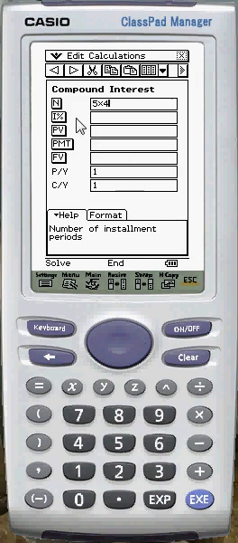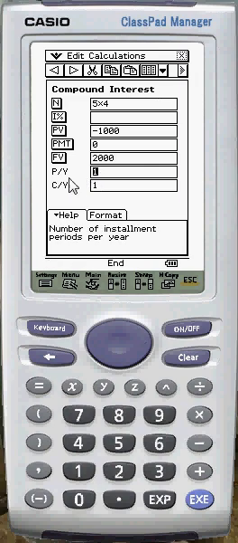The interest rate we've got to work out, so we'll leave that blank. And we'll go on to our principal value. We're going to invest $1,000 and try and double it. So let's put minus 1,000 in there. We're not going to add to this investment through the period, so we'll press 0 there. And we want to double our money, so our final value is going to be $2,000.